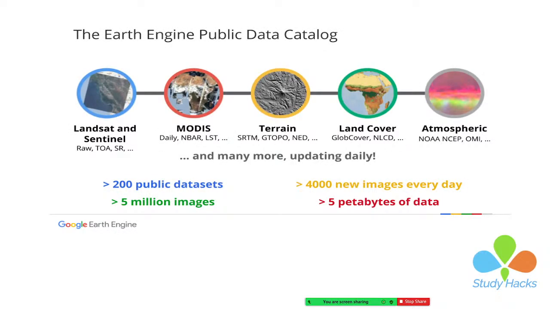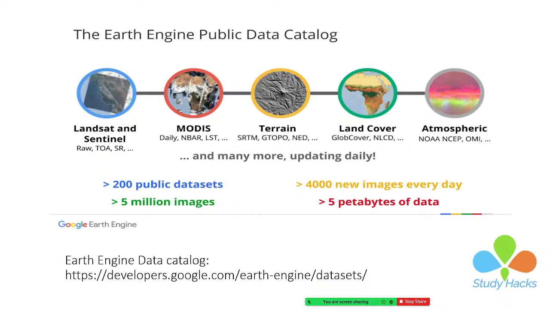So first of all, the Earth Engine public data catalog. Earth Engine has a public data catalog. Here we can get a lot of data sets such as Landsat, Sentinel, and we can also get the subdivisions of Landsat, such as raw data, top of atmosphere, surface reflectance. Then we can get different types of MODIS data sets, daily, monthly, and we can get MODIS LST, MODIS NDVI, all of the MODIS products using the Earth Engine public data catalog. We can also get different types of terrain datasets, such as the NASA SRTM dataset and others. We can get a lot of datasets from the Google Earth Engine public data catalog, and this is the main link for the Earth Engine data catalog.